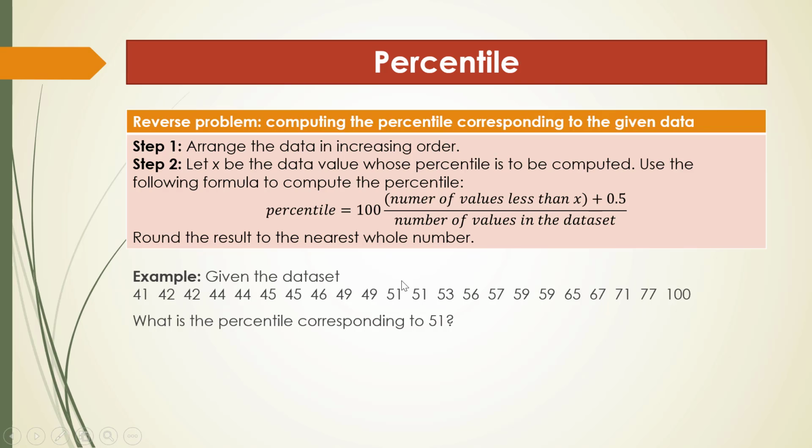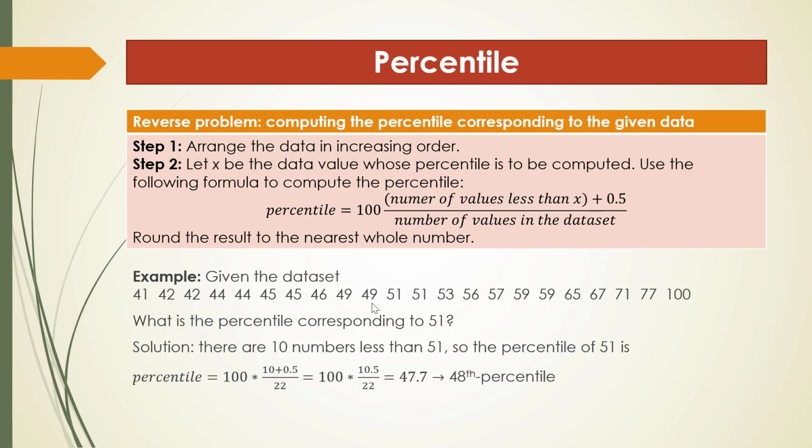We have two numbers, 51. And the question asks for the percentile corresponding to 51. So here we see that there are 1, 2, 3, 4, 5, 6, 7, 8, 9, 10 numbers that are less than 51. So the percentile of 51 is 100 times 10 plus 0.5 over 22, and we get 47.7. So 51 is the 48th percentile of this dataset.